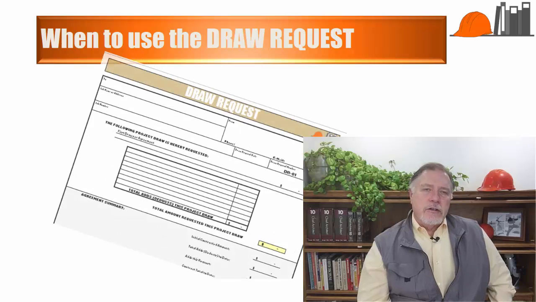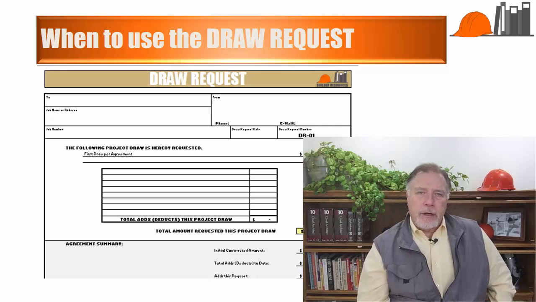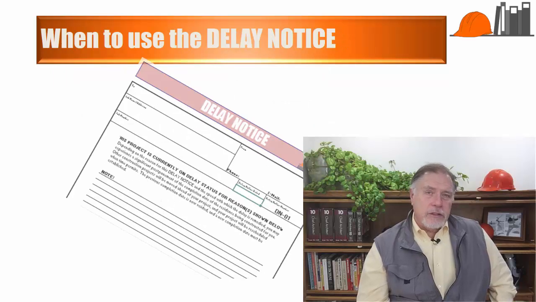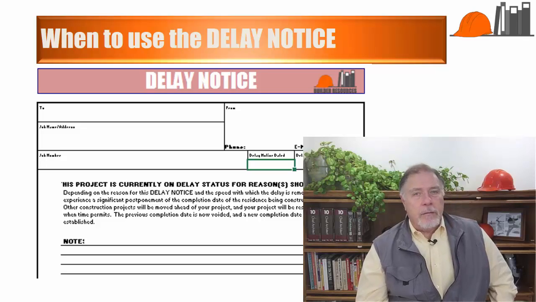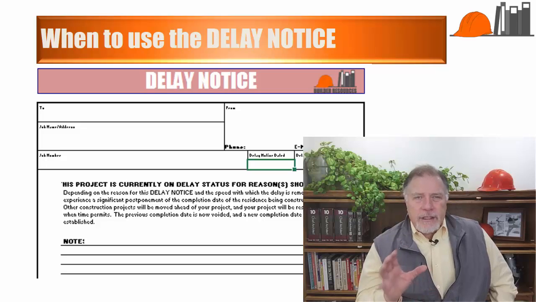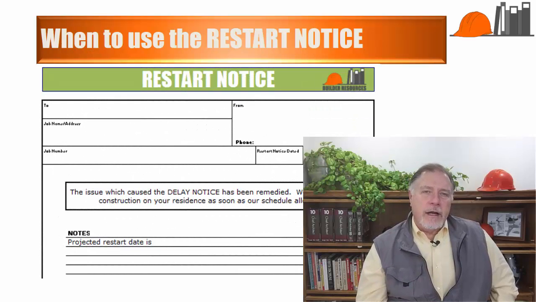To collect the money that is due and to keep the client, his lender, and any other interested party up to date about the finances of the project, you'll use the draw request. If the client refuses to respond, fails to fulfill her responsibilities, or postpones payment beyond an acceptable time period, and you sense that the relationship is changing for the worse, you will redefine your relationship with the delay notice. And when the problems have been resolved and you need to document your efforts to get the project back online with a new adjusted completion schedule, you will use the restart notice.